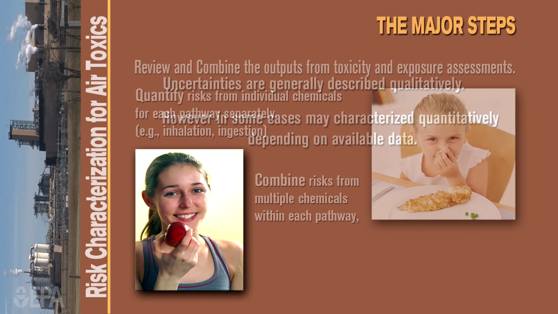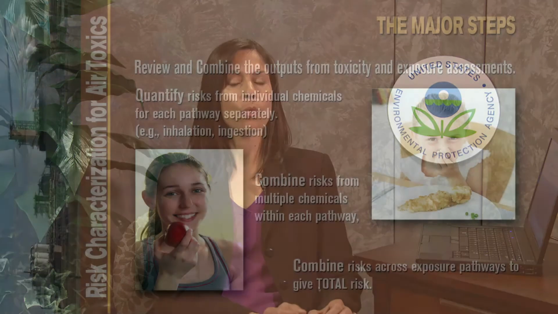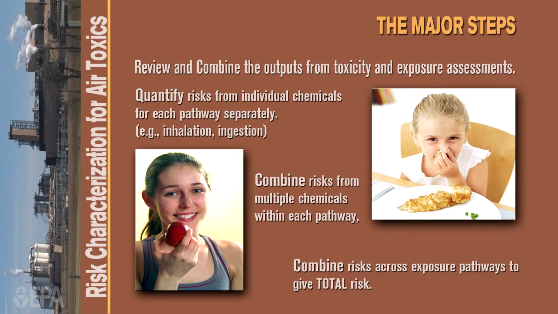As we combine information about toxicity and exposure, we must remember that people can be exposed to different chemicals by different pathways. The risk assessor must track all of this information and present it in a clear way so the reviewers and risk managers can easily see what chemicals are causing what risk by which pathway. This certainly helps them in their decision on how best to reduce the overall risk.